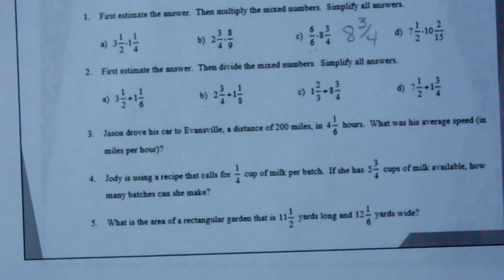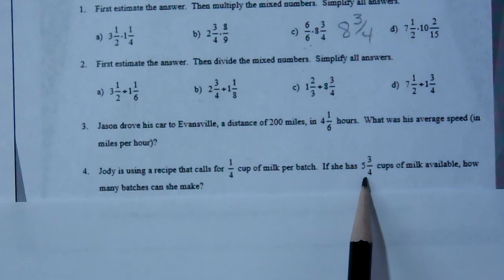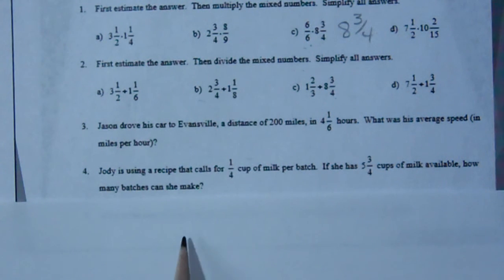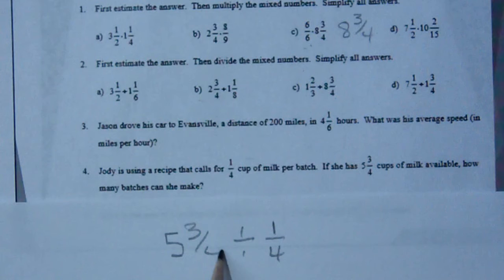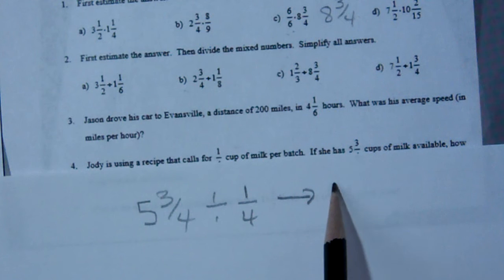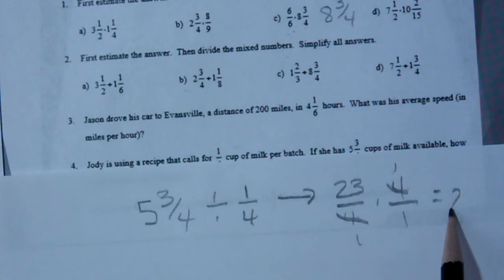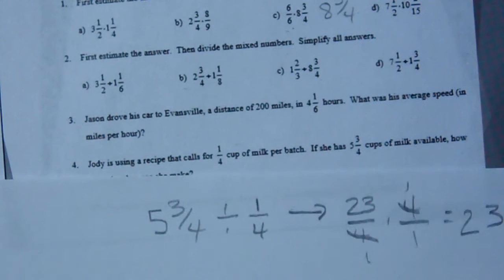Next problem is a recipe problem. Jody is making a recipe. It calls for 1/4 cup of milk per batch, and she has 5 3/4 cups of milk available. So she's really trying to find out if she has 1/4 cup per batch, we're dividing that into the amount of milk that she has. So this is the problem that we have. We're going to invert and multiply. So this goes to 23/4 times 4/1. And we will see that she would have 23 batches that she can make.